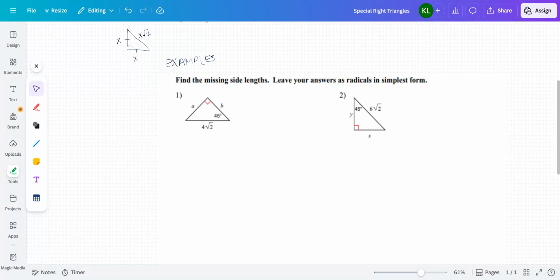Okay, so I went and borrowed some problems from the CUDA Math software that we use for additional practice at our school district. Anyhow, here the instructions state, find the missing side lengths, leave your answers as radicals in simplest form. These 4 problems are all 45, 45, 90 triangles. Let's go ahead and solve some of them together.